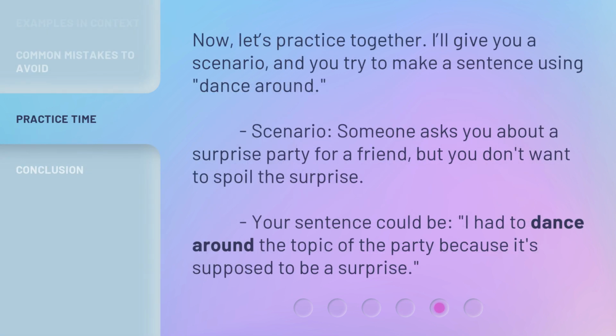Now, let's practice together. I'll give you a scenario, and you try to make a sentence using dance around. Scenario: someone asks you about a surprise party for a friend, but you don't want to spoil the surprise. Your sentence could be, I had to dance around the topic of the party because it's supposed to be a surprise.